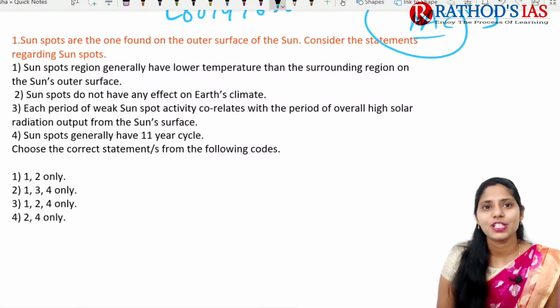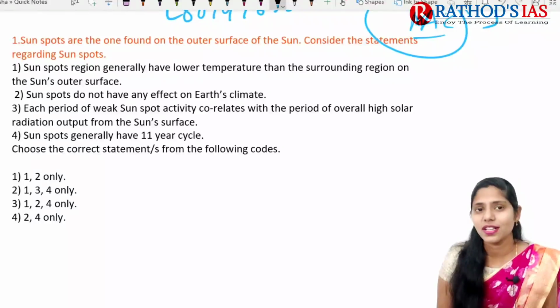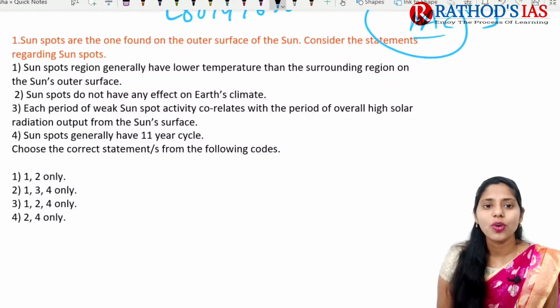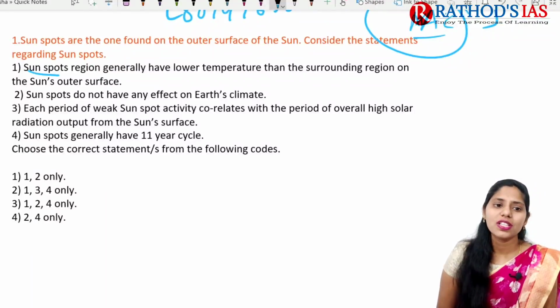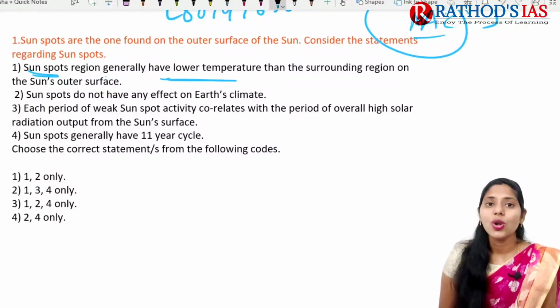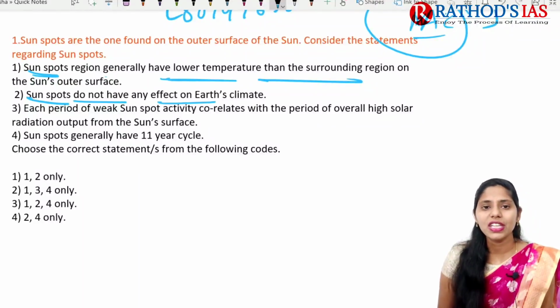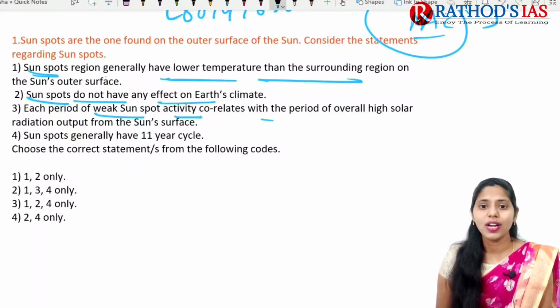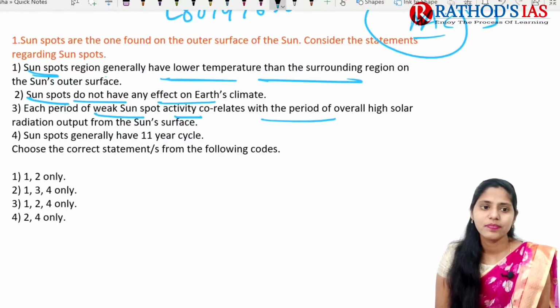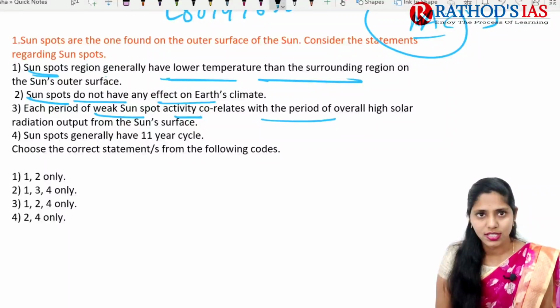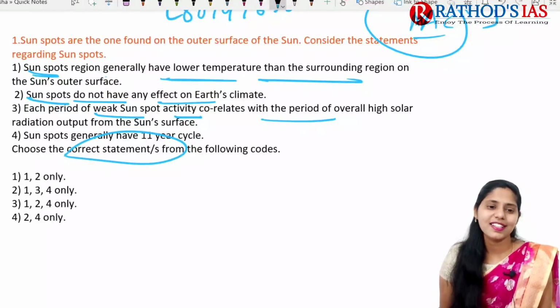Now let's come back and see today's practice questions. The first question is regarding sunspots, from your solar system. Sunspots are found on the outer surface of the sun. Consider the following statements. First, sunspot regions generally have lower temperature than the surrounding region on the sun's outer surface. Second, sunspots do not have any effect on climate. Each period of weak sunspot activity correlates with a period of overall high solar radiation output from the sun's surface. Sunspots generally have an 11-year cycle. You have to identify the correct statements.